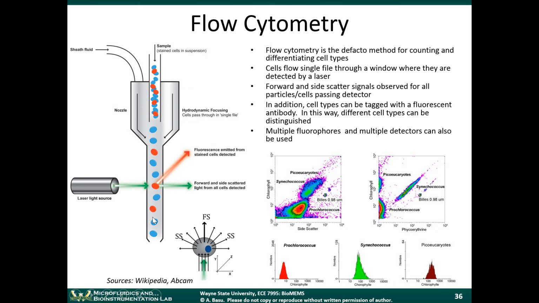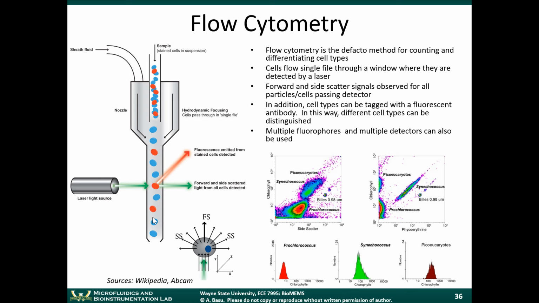Another big application is flow cytometry, and I'm mentioning this because a lot of the cell sorting and focusing techniques that we're going to talk about later in this module are ultimately applied to flow cytometry. Flow cytometry is a method for counting and differentiating different cell types. So I was mentioning in the previous examples, we want to sort cells by type, and then we'd also want to be able to count each one.